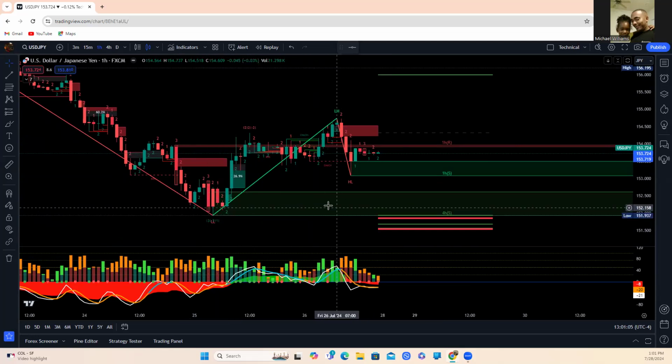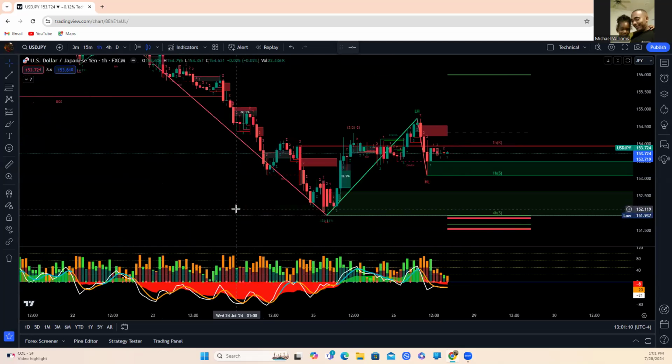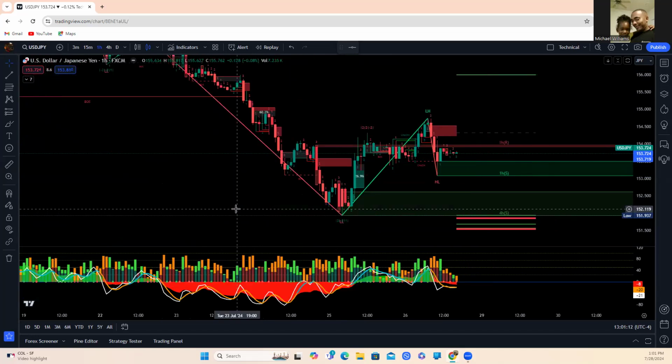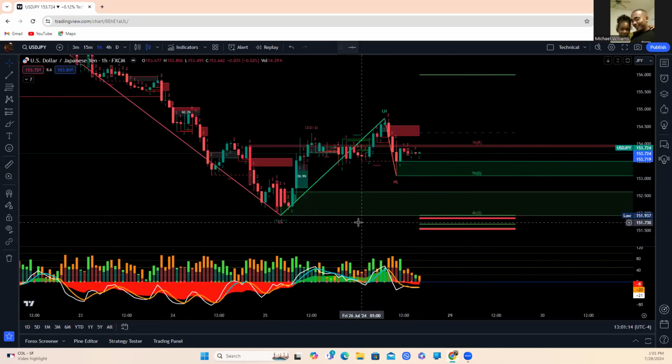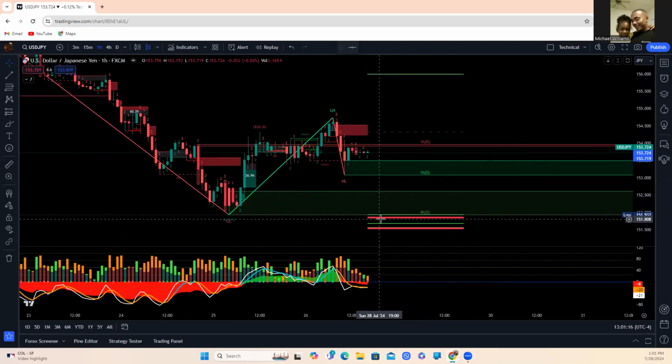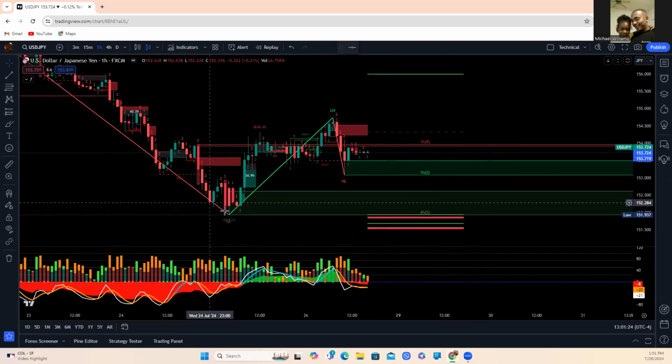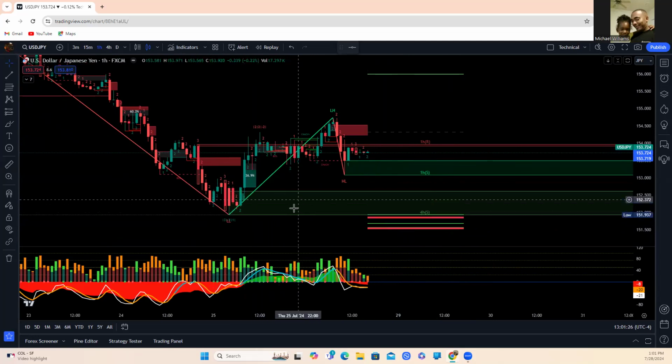So, 4 hour support. Price came down, probably grabbed some liquidity from a previous low or something. We know that we have some weekly liquidity sitting here. It doesn't seem like price came and touched that day, but in any case, we created this support zone right here.